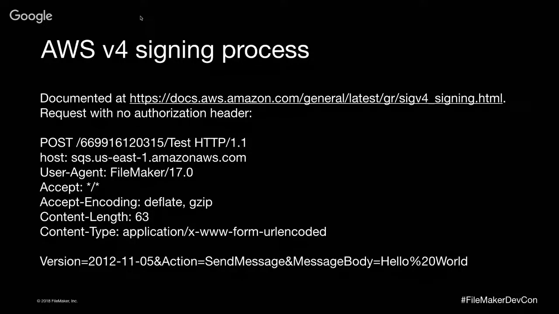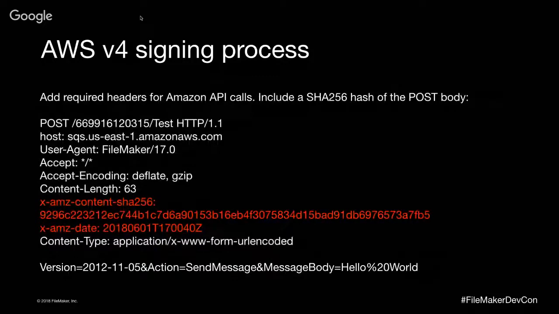So this is what our original Simple Queue Service request would look like. It's a POST going to that host. It's our FileMaker user agent, and then just standard stuff, content length, content type, and then the actual POST data. So this is what the request would look like if we weren't including any signing authentication information. We will then add some required headers. One is the date right here in this specific time format, and the other is a SHA-256 hash of all of this. We take our POST data and we generate a SHA-256 hash of that.